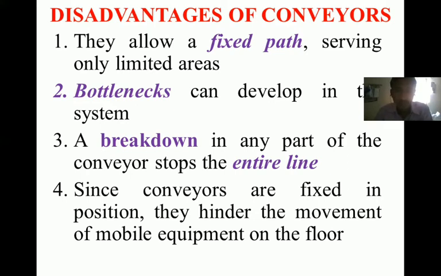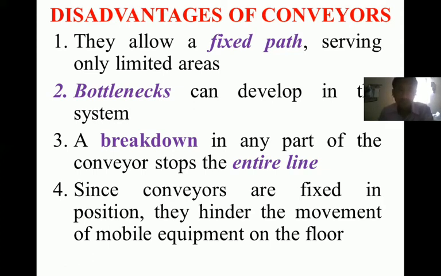So in this case, bottlenecks can develop in the system. Because it is on a fixed path, without completing that particular bottleneck first, it cannot go ahead. That is one of the problems or disadvantages with this conveyor.